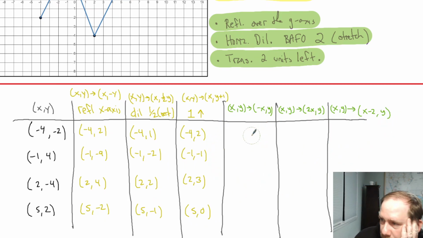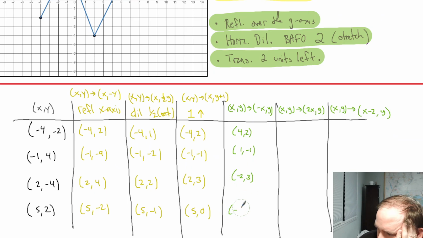Okay, so let's do it. Let's change the sign of all of our x's. We get (4, 2), (1, -1), (-2, 3), and (-5, 0). Then we're doubling all the x's. So we'll go to (8, 2), (2, -1), (-4, 6), and (-10, 0).